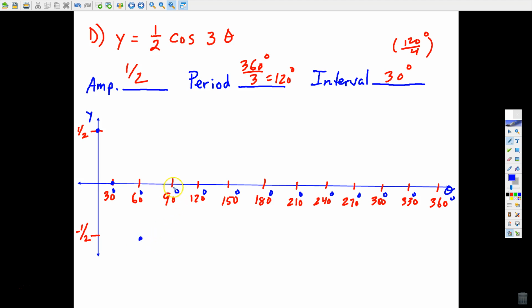And then we're back to 90 degrees. 3 times 90 is 270. Cosine 270 is 0. 1/2 times 0, also 0. And then 120, which should be the end of our cycle. That's 3 times 120, which is 360. Cosine 360 is 1. And 1/2 times 1 is 1/2. All right, so sure enough, we have completed one cycle.